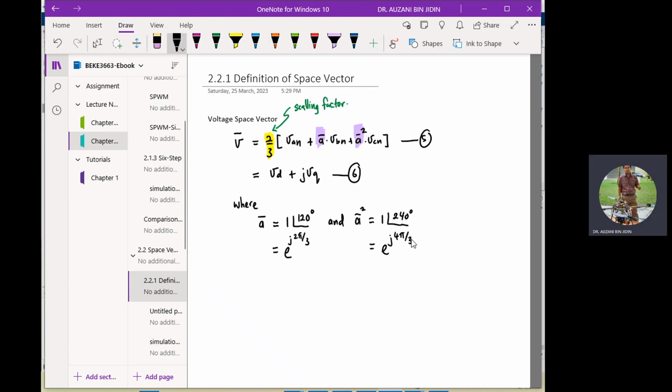Okay, you times 2, right? 120, you times 2, you get 240 degrees, or 4 pi per 3 radian.